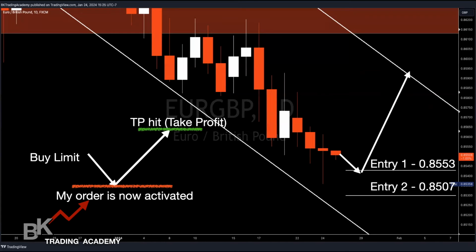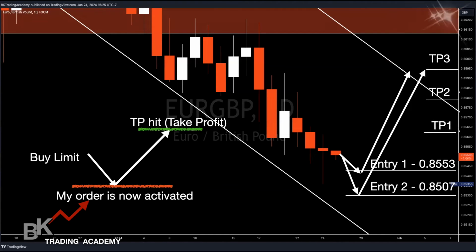Once you put it inside of your MetaTrader 4, let's say you were putting in entry 2, you want price to go down to your entry 2 and then head up to your take profit, right? So here's our TP1 right here. Then we can say this is our TP2, all based on the numbers that we looked at, TP3, and then here's TP4. And this is where you're wanting price to go to.